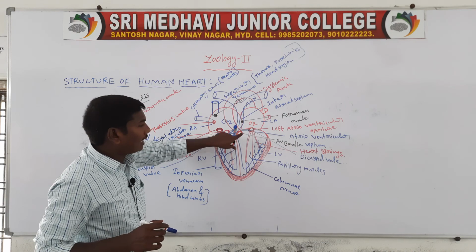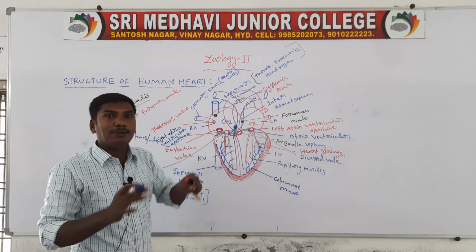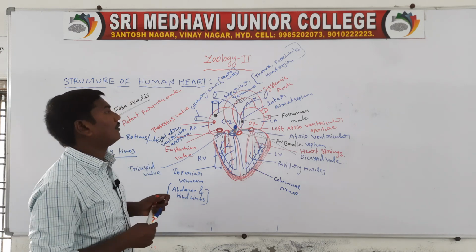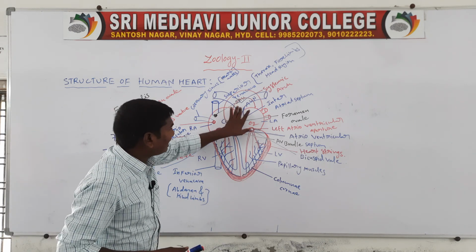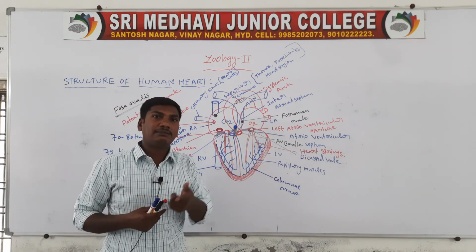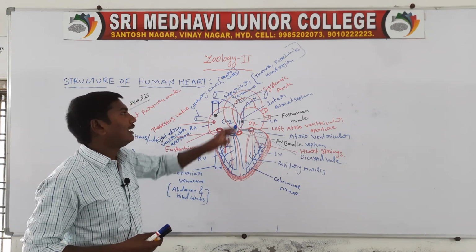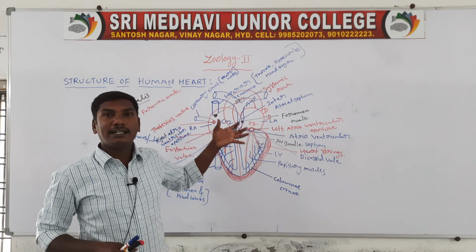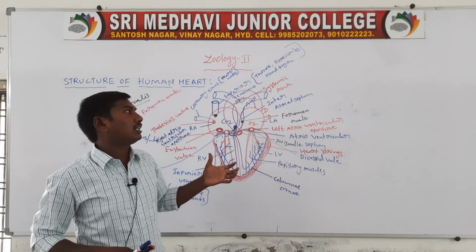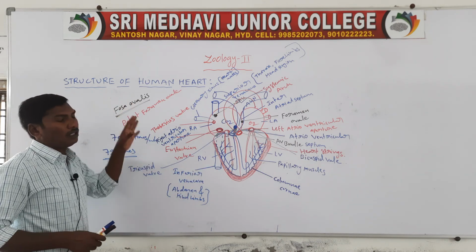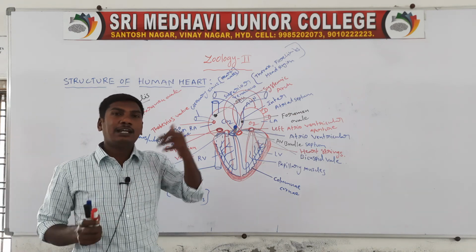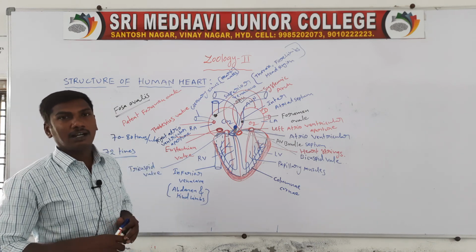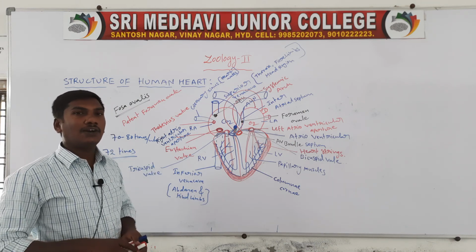These two valves, the aortic valve and the pulmonary valve, are formed by three semilunar valves. Next, the pulmonary arch and the systemic arch: their connecting place is called the ligamentum arteriosum. So these are the structures of the human heart, discussed in detail in the previous classes, with a diagrammatic explanation of the structure of the human heart. Next class I will discuss the cardiac cycle.